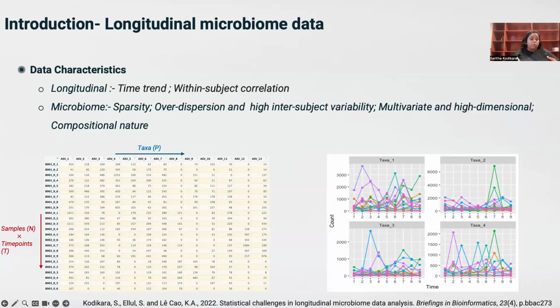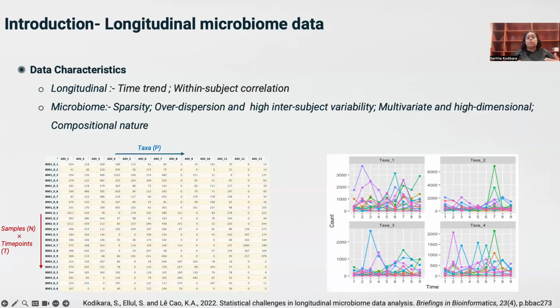And also we have overdispersion. That means the mean and the variance are not equal. Any assumption that the variance and the mean are equal, like in a Poisson distribution, might not be valid in this kind of data.